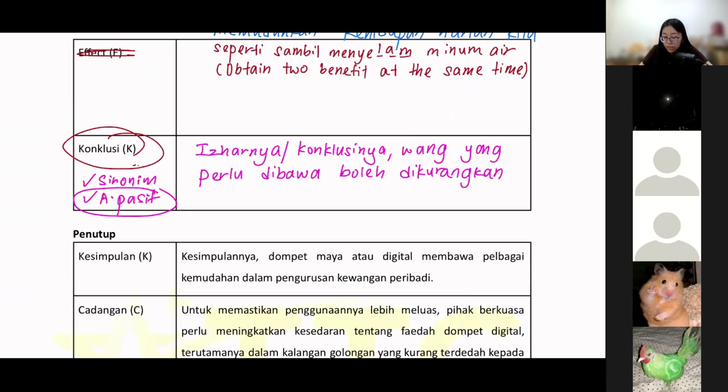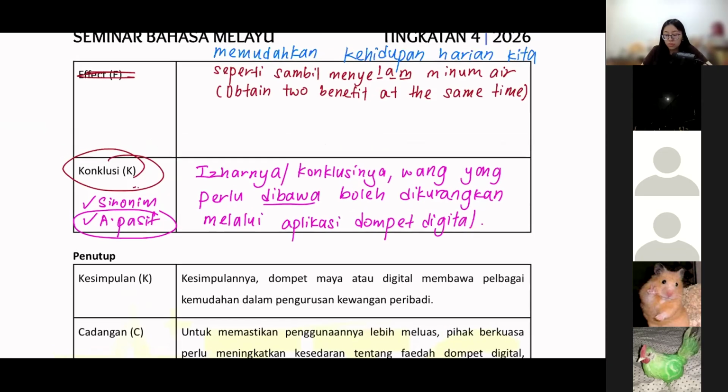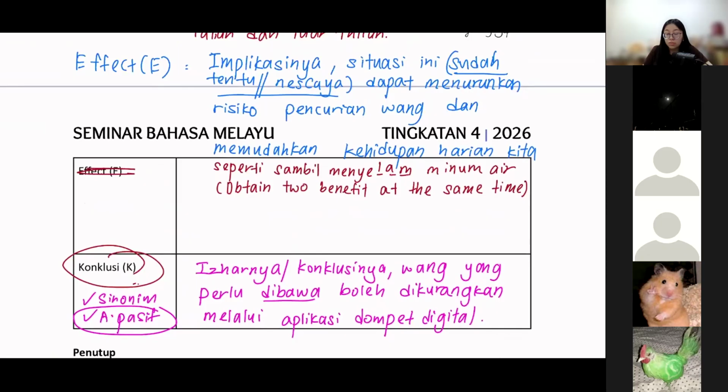So this one, the first dibawa is not your kata kerja, it's the things that describe your wang. Okay, so I change it to ayat passive already. So wang yang perlu dibawa boleh dikurangkan melalui, through, aplikasi dompet digital. If we're done, raise hand, then we go for our next part, which is our penutup.